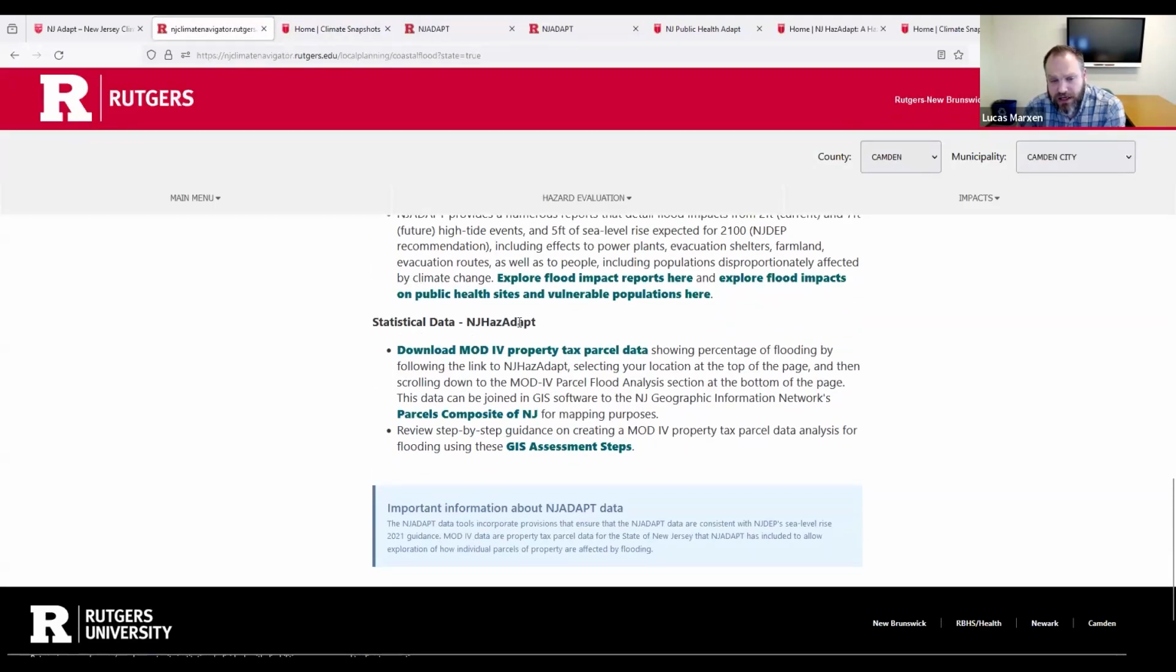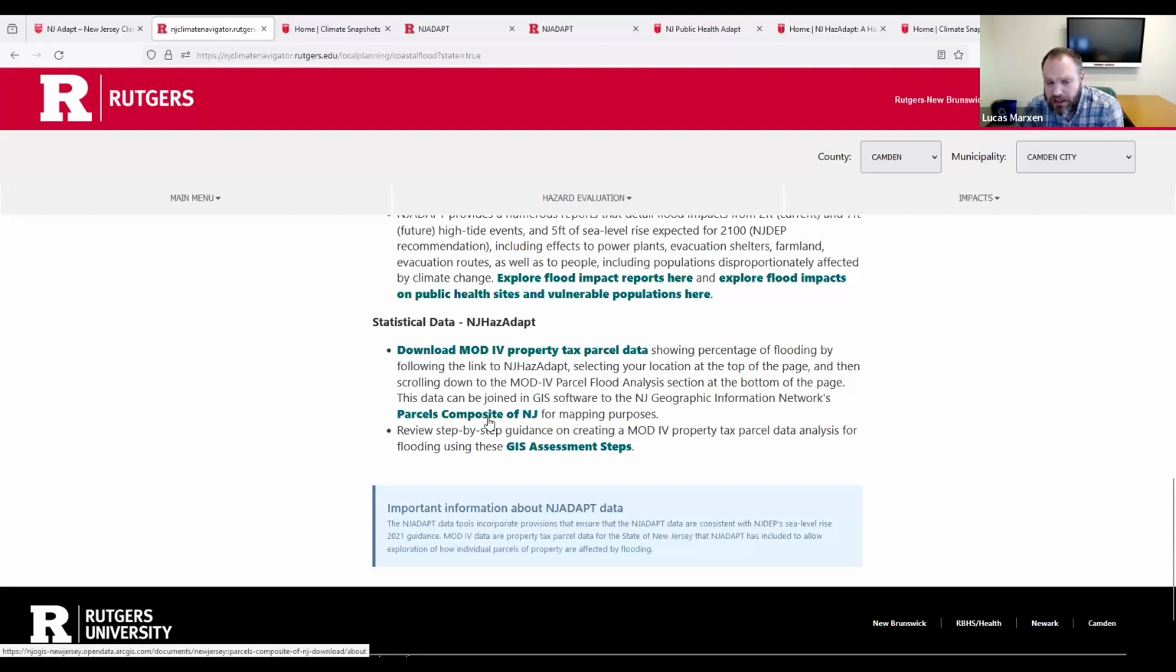The statistical data takes you out to our NJADAPT website, which is designed to help planners with hazard mitigation planning, and so provides more detailed data that might be required as part of those plans. We have links here to take you out to that, where you can access our Mod 4 property tax parcel data. This is data for the entire state of New Jersey that has all 3 million tax parcels in the state analyzed against different types of flood levels. So you can see how much of each parcel is impacted by, say, the FEMA flood zones, as well as anywhere from 0 to 20 feet of coastal flood inundation.